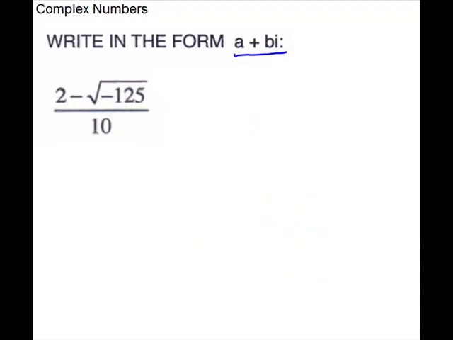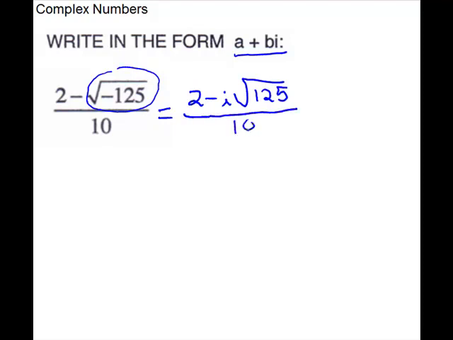We have 2 minus the square root of negative 125 over 10. We'll simplify and write in standard form. I would first work on this radical. Take out your i. So I have 2 minus i times the square root of 125. And we are over 10. 125, we'll just break it on the side. But we have 5 times 25 in there. And 25 gives us a perfect square.